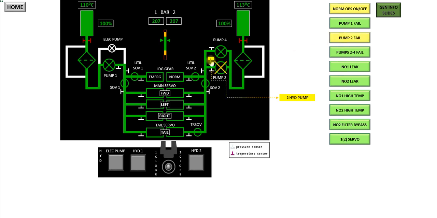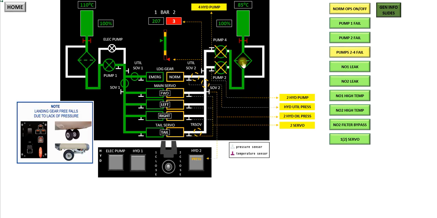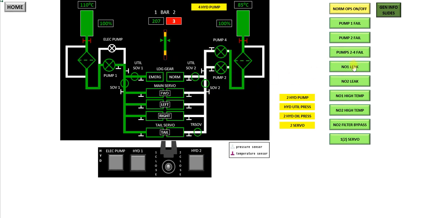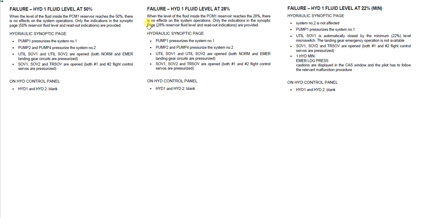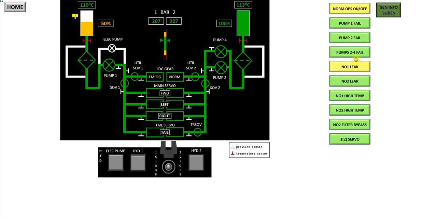Number 2 pump fail, another information arrow, I won't press on them all. Number 1 leak. The leaks are a little bit different in that they're a sequential emergency. So if you just keep pressing on the button, it'll run through the sequence of the emergency. You can also click on the information arrow and read about what happens at the 50%, 28% and 22% hydraulic fluid levels.